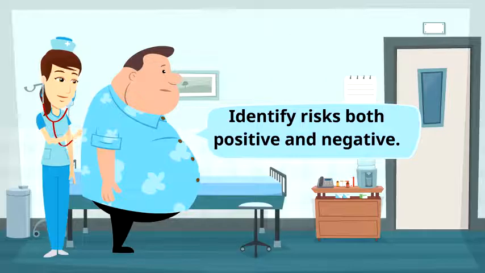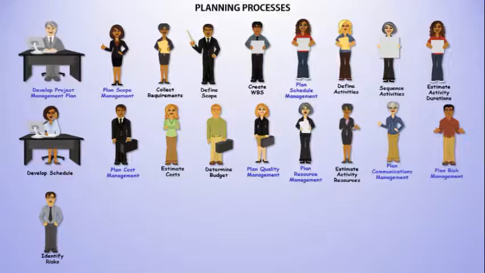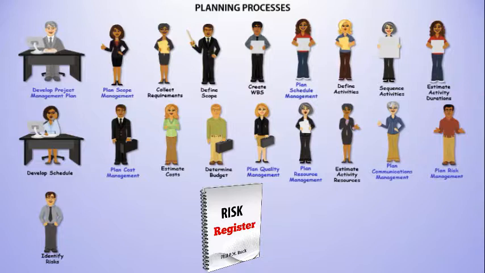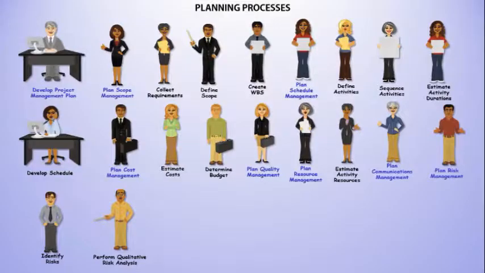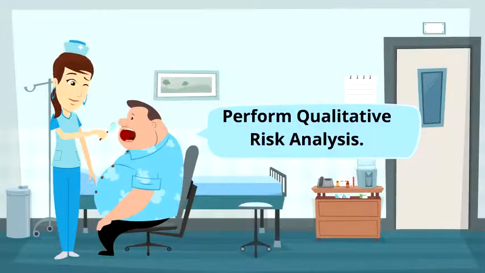The next process is identify risks. This is where any risks, positive or negative, are identified. The next process is perform qualitative risk analysis. This is where the team analyzes the risks from a qualitative standpoint. Think about this as a multiplication of a risk rating, such as the probability rating and the impact rating. The probability rating times the impact rating will give a risk score, hence a qualitative analysis of the risks.